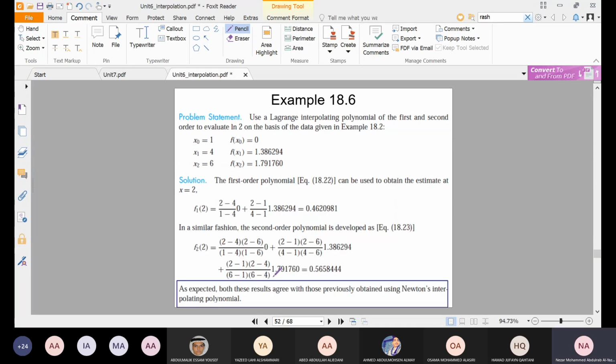Any question? So this result, we should expect to be the same as the results we get by the divided difference method. Okay, we should have the same results by using the divided difference method.